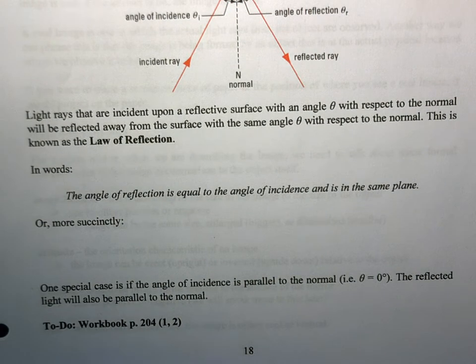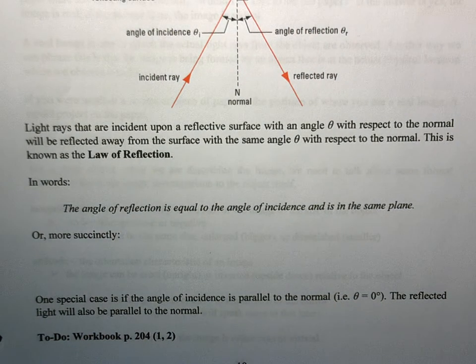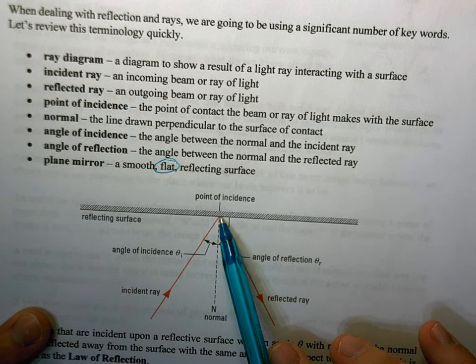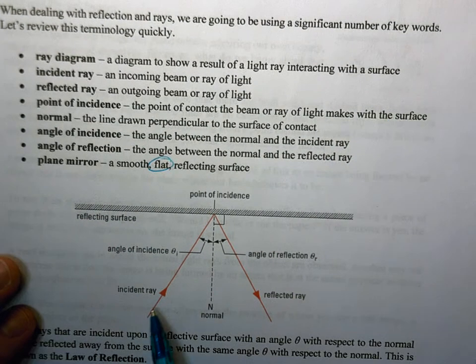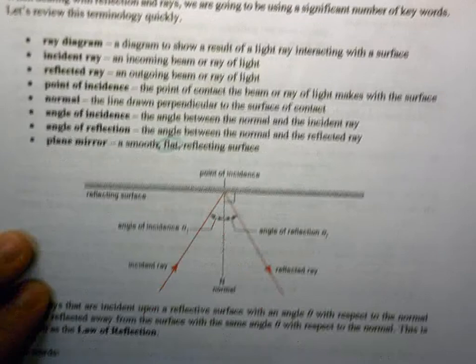And of course, we can always put that in words. We could say, as it said here, the angle of reflection is equal to the angle of incidence and is in the same plane. So the same plane just means you're not going to have this light ray coming in and then bouncing out towards us. If this is in the two-dimensional plane, kind of the XY plane, the reflected ray is also going to be in the XY plane.